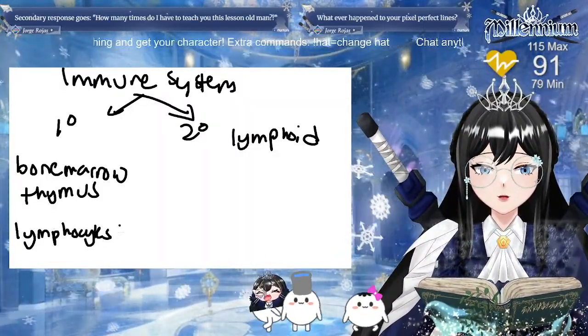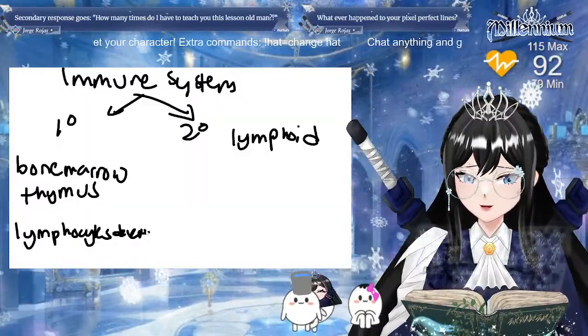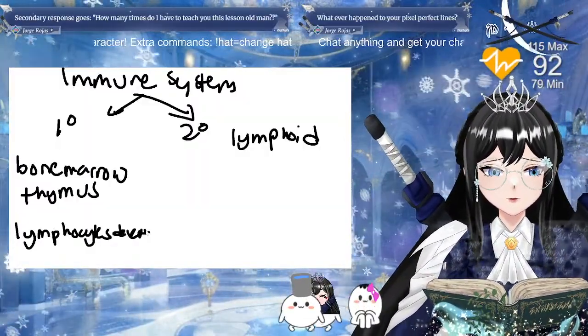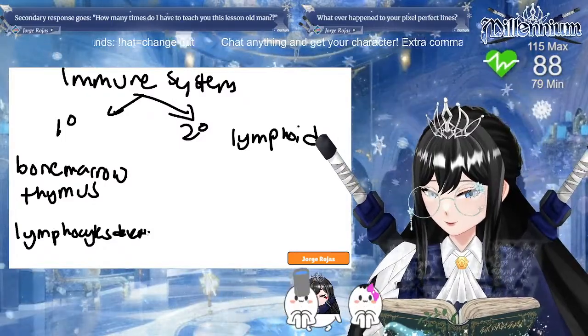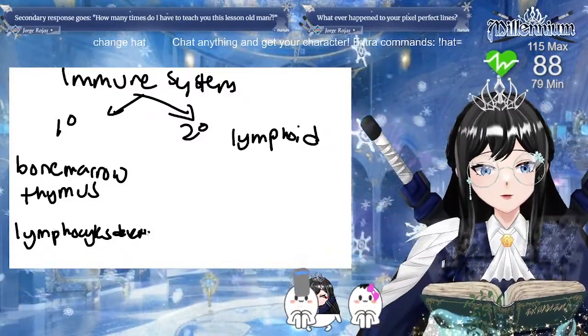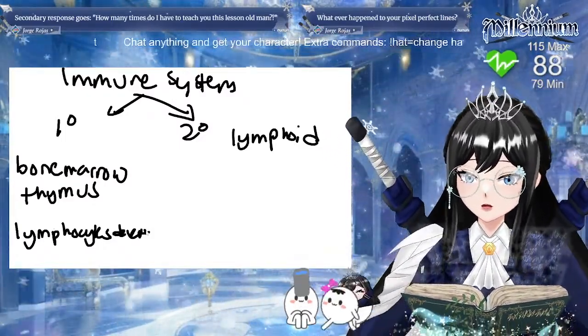Lymphocytes develop here. Where is my sticky note? I need to sticky note this part. Found it. Dun, dun, dun. Sticky note.